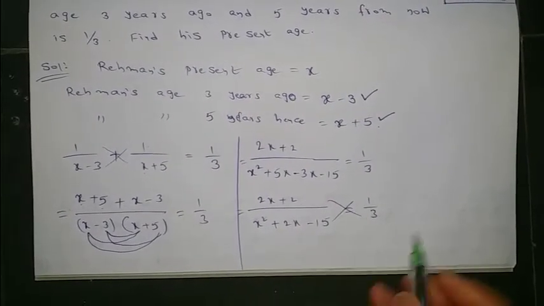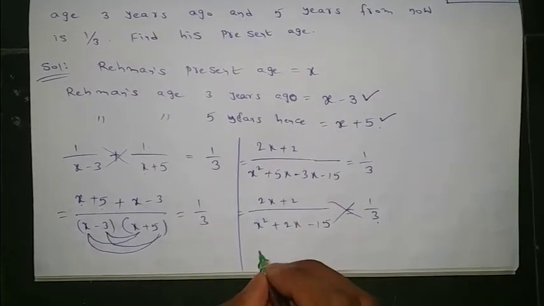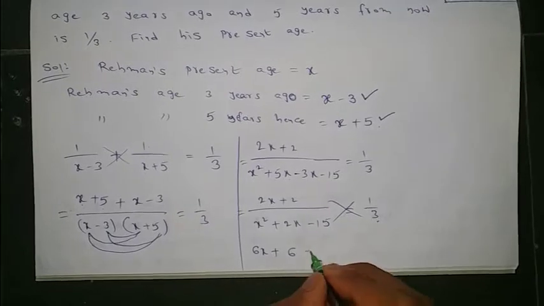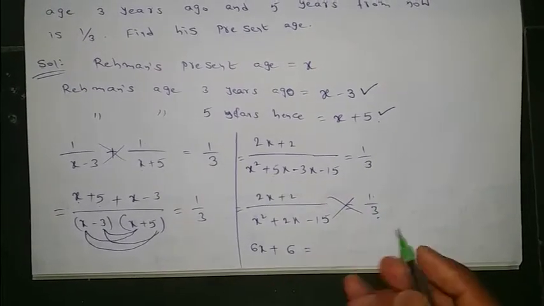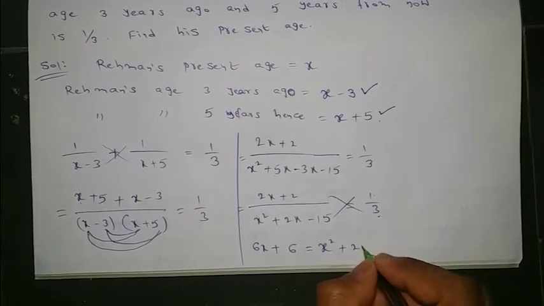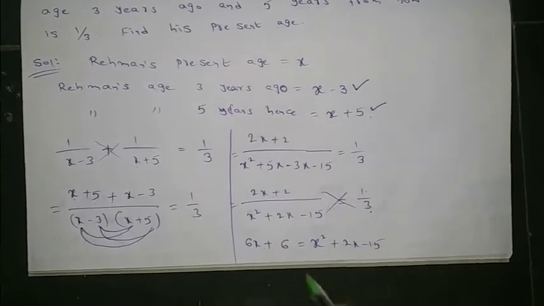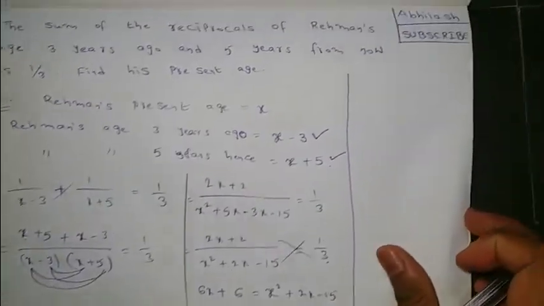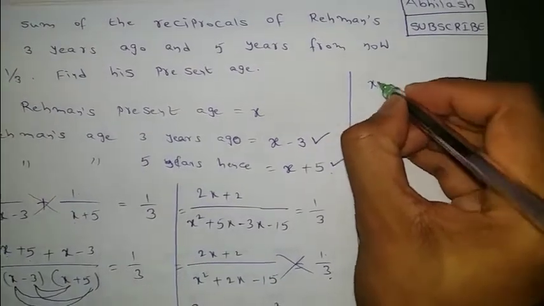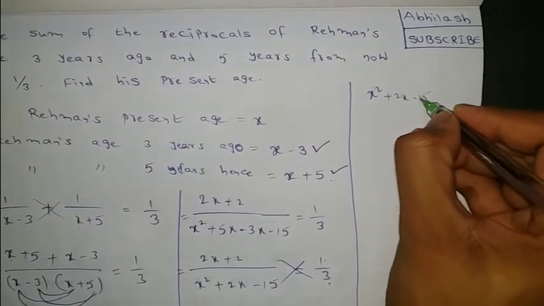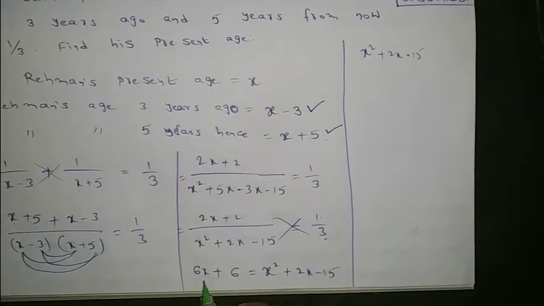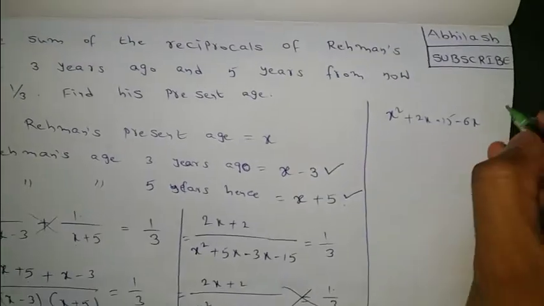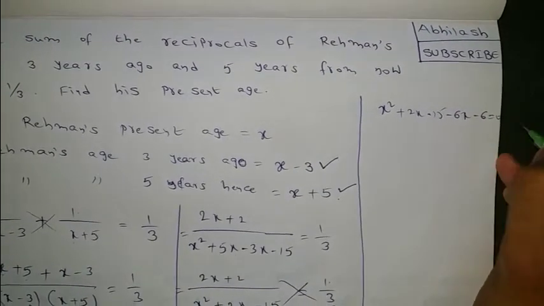Now let us do cross multiplication. 3 into 2x is 6x plus 3 into 2 is 6, equals 1 into this total as it is, x square plus 2x minus 15. Now I will take the left side to the right side. So we will get x square plus 2x minus 15, 6x I am taking to the right side so it becomes minus 6x, 6 becomes minus 6, equals 0.